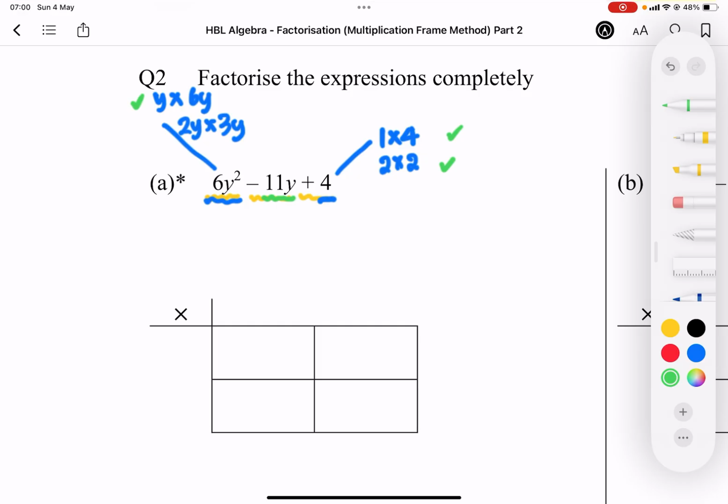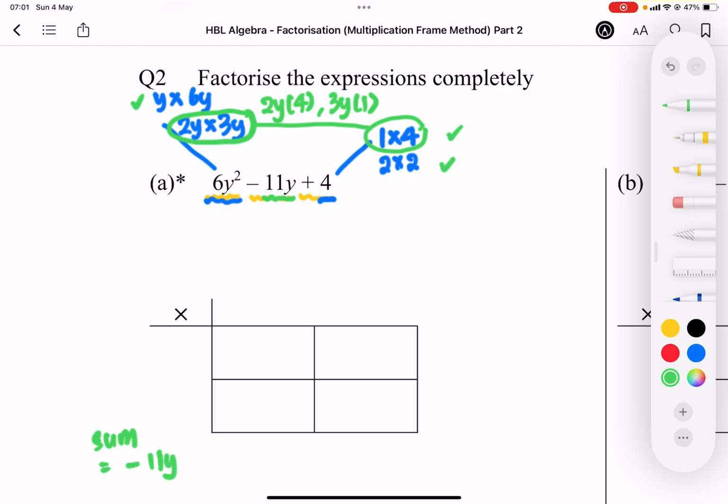So next, we use 2y and 3y to test it out. So 2y and 3y to go with 1 and 4. So 2y times 4 will give us 8y. And then 3y and 1 will give 3y. So these two add up to give us 11y. So let's try this. So we write down 2y and 4, and then we have 3y and 1 for this combination. So bearing in mind that the sum eventually must be 11y, which is a negative 11y.